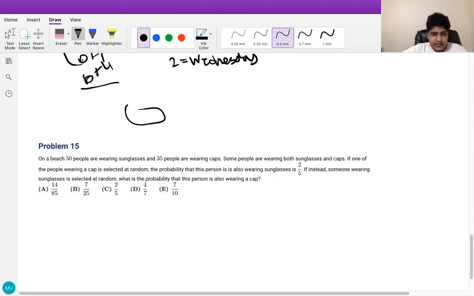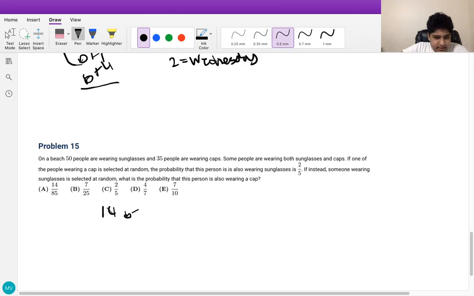So, we can just use a combination of probability and pi. You know that the probability of a person wearing a cap also wearing sunglasses is 2/5. So, since we're given that 35 people are wearing caps, that means that 2/5 of them, or 14 of the people wearing caps, wear sunglasses, which means 14 people wear both.